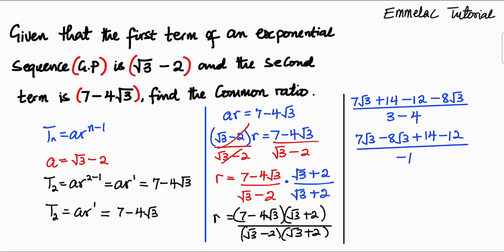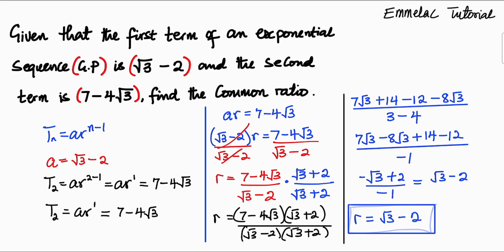So we have here this minus this will give us negative root 3. 14 minus 12 will give us 2, so negative root 3 plus 2, all over negative 1. Now this is the same thing as saying root 3 minus 2. So our common ratio will then be root 3 minus 2 as the final answer.